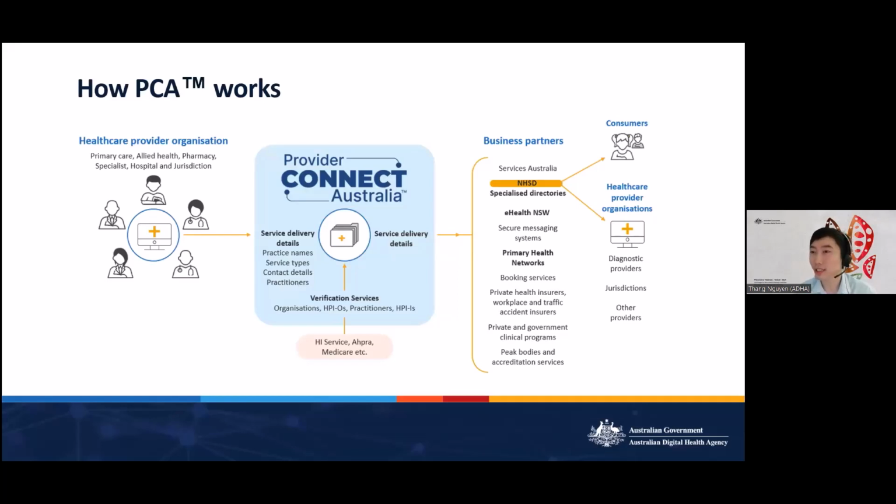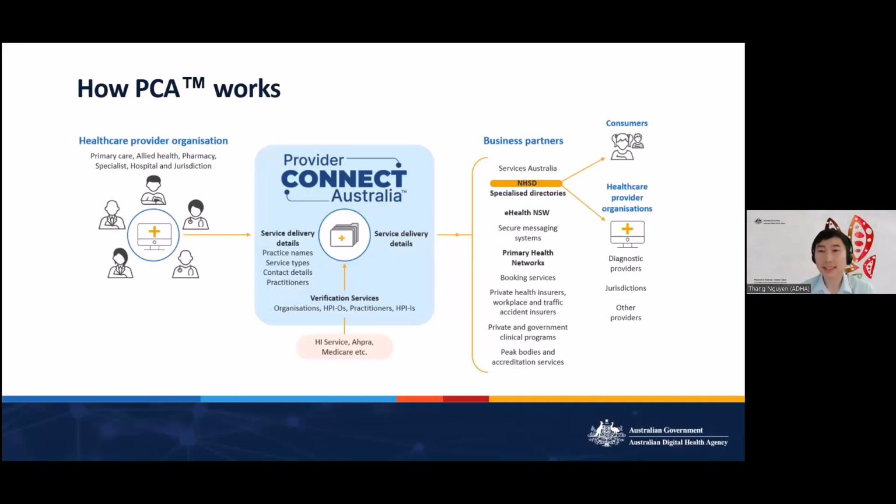We also have an integration with the HI service that, again, Ben just mentioned. That will allow you to pull in and augment your data in PCA with all of your identifiers, including your HPIOs for your various organizations or sub-organizations if you work for a very large healthcare provider, and also for the practitioners that work at your practice. You'll be able to pull in the HPII identifiers for those practitioners as well. And from PCA, you'll be able to communicate that across the healthcare sector.